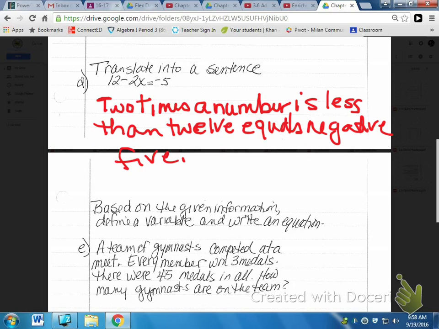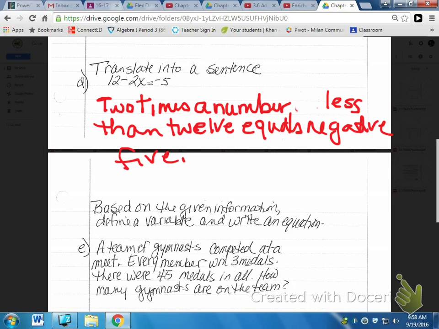So, we should probably just eliminate the word is. 2 times a number less than 12. Yep, that would probably make it better. All right, any other questions? All right, let's see what we've got coming up.